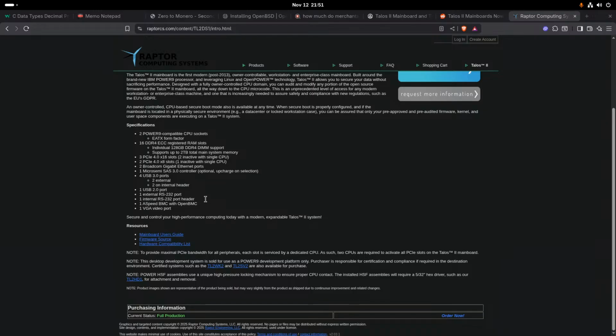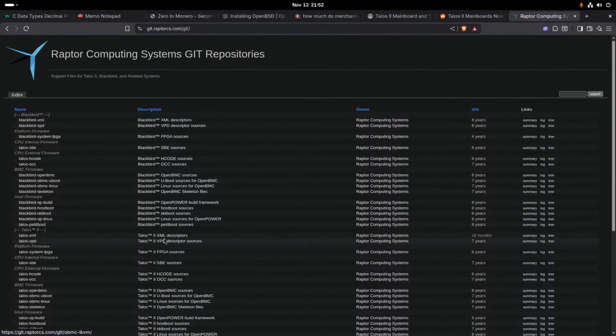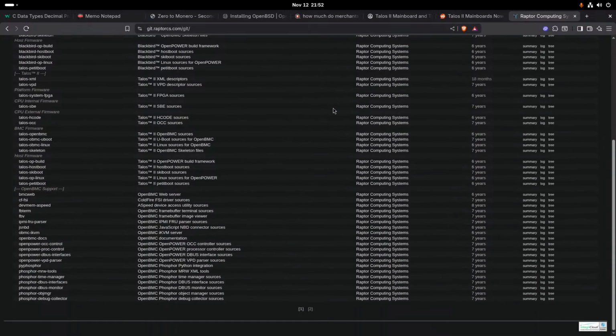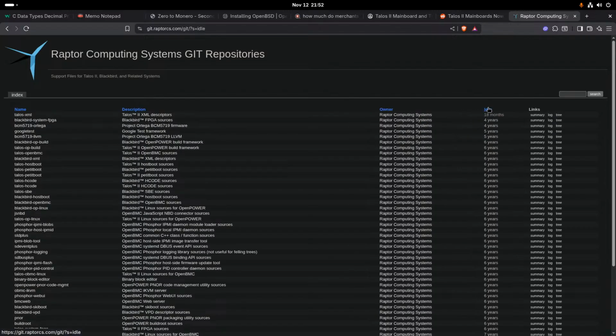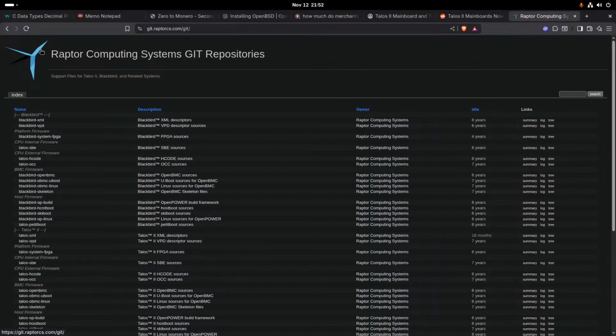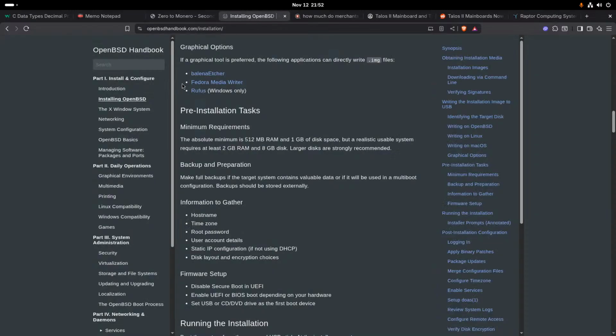So essentially, everything. I want to play Minesweeper. Do you think this could play Minesweeper? It uses something called Blackbird. So the last update was 18 months ago. I mean, we're going to install BSD, baby.